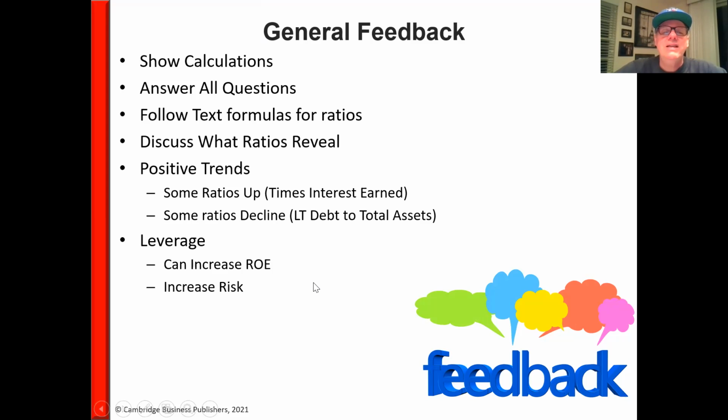Leverage is the impact of debt in your capital structure. And we know having debt in your capital structure can increase your return on equity. So that's positive. But when you put debt in your capital structure, it also increases risk, because no matter how you're doing, you have to pay that interest and pay back that principal. Having too much leverage is going to put pressure on your solvency, your ability to service your long-term debt.